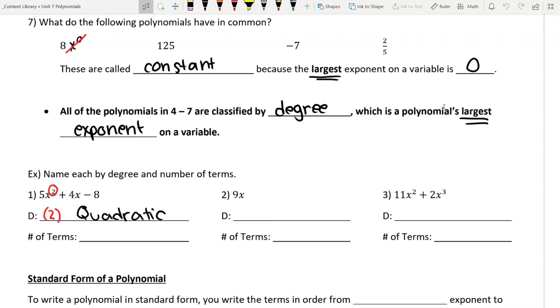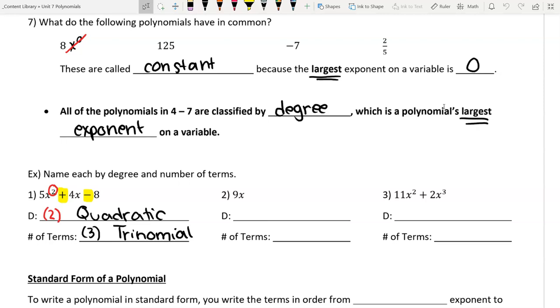Number of terms. That's the first thing we did. We look at how many terms there are. If you need to, see how many separators we have. Each part between the separators is a term. So I have the 5x squared, the 4x, and the negative 8, or the 8. That is a 3 term expression, okay? You can even put that in parentheses so you know. And it's called a trinomial. Don't be afraid to use your notes. You don't have to memorize these right away, okay?